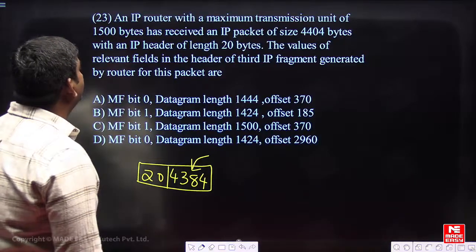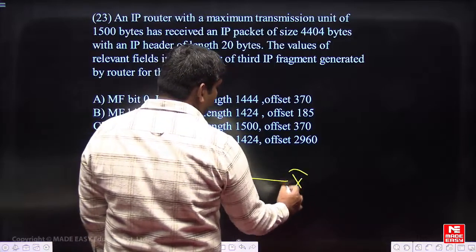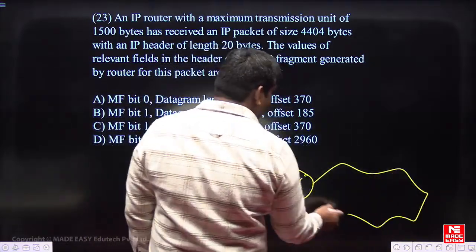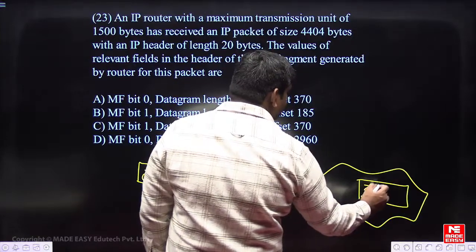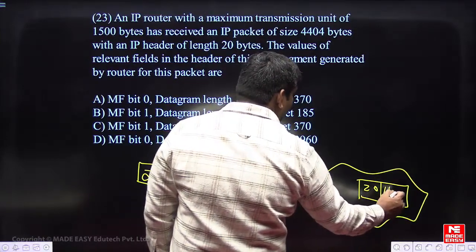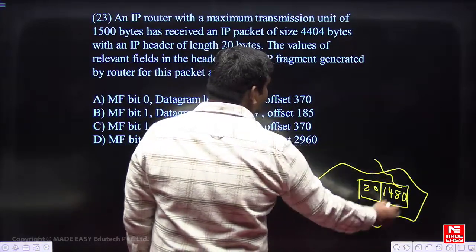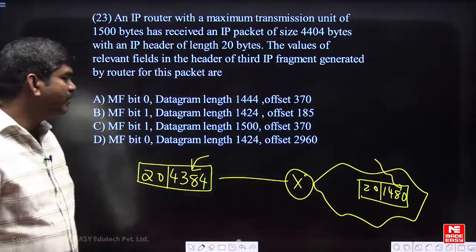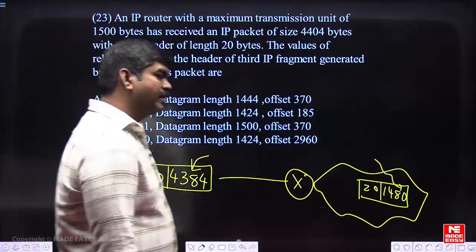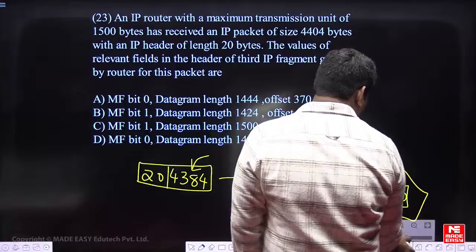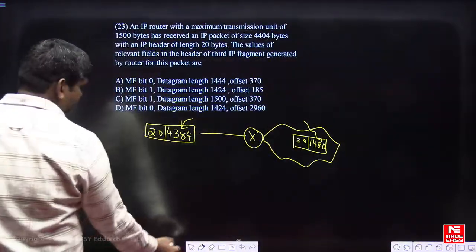Then they mention the MTU value, and here there is a router, and the LAN MTU is mentioned as 1500. So 1500 I can write as 20 for the IP header and 1480 as the data that is allowed. And this 1480 is exactly a multiple of 8. So you can divide this packet of 4384 into pieces of 1480 each, and you can further approach this problem.